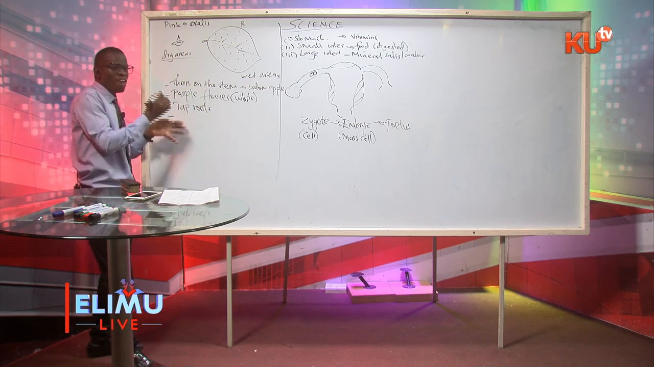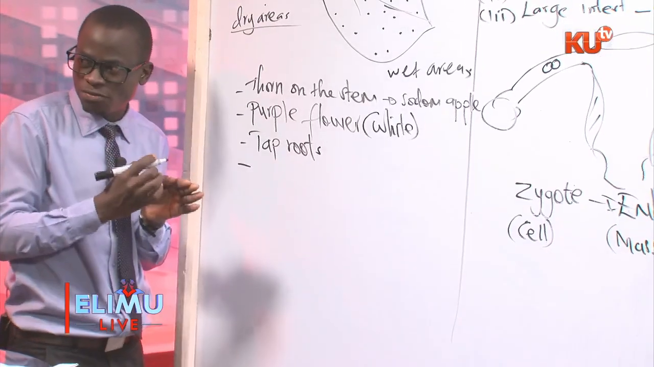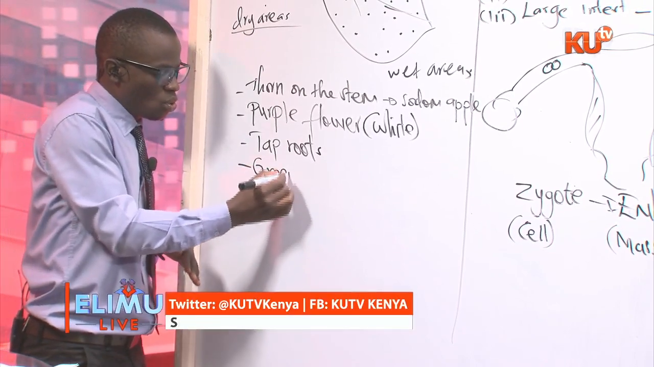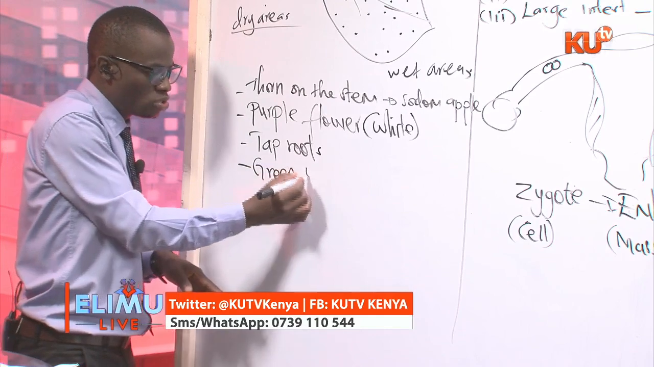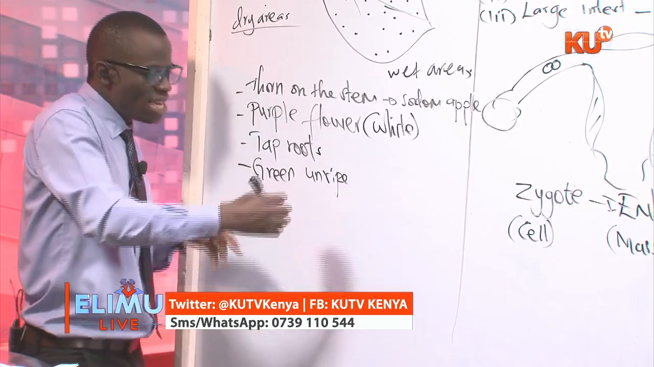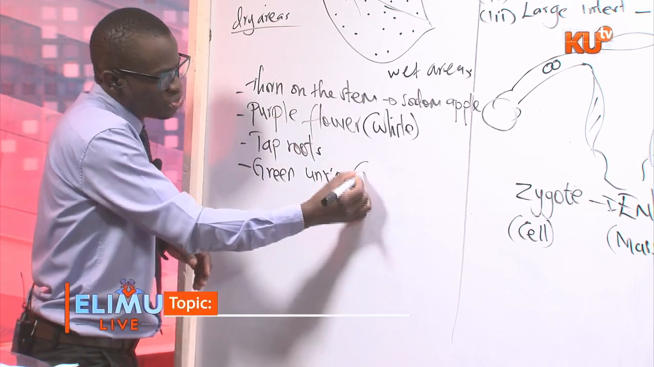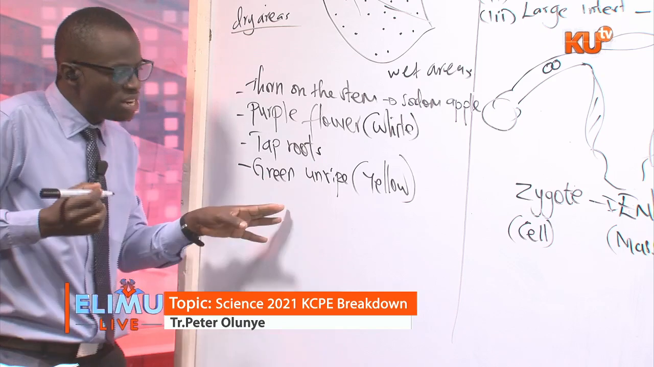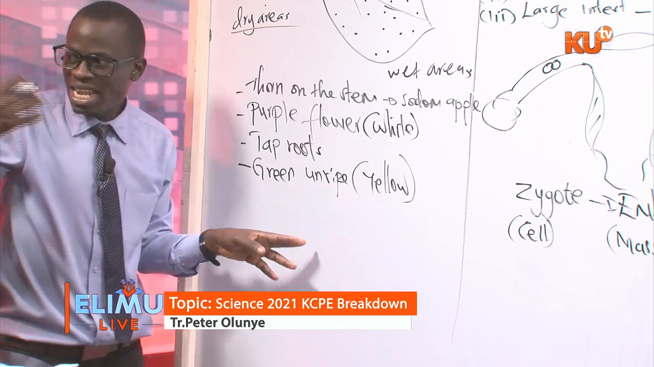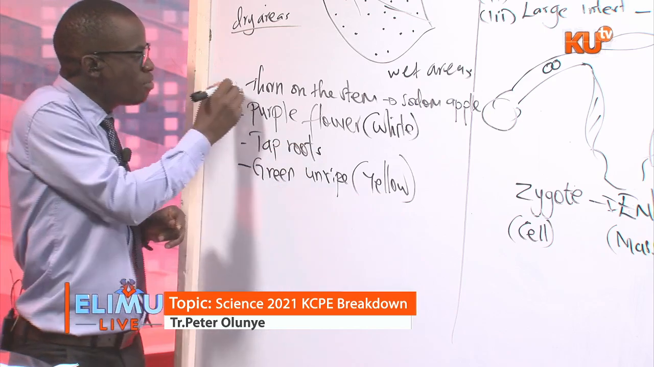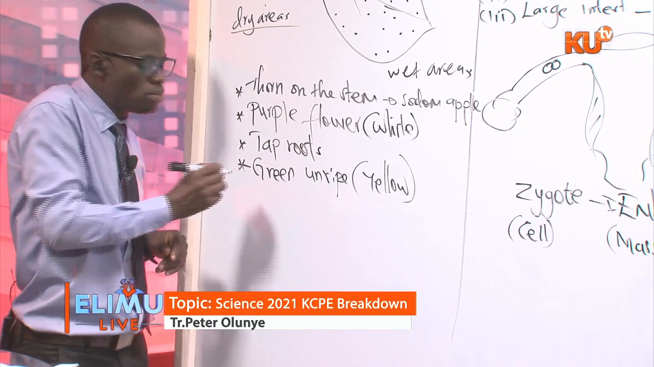Remember that it also has some fruits. And what's the color of these fruits? These fruits are green when they are unripe. But when they ripen, they will turn yellow. So they are green when they are not ripe, but when they ripen, they become yellow. So these are some of the characteristics of Sodom apple.